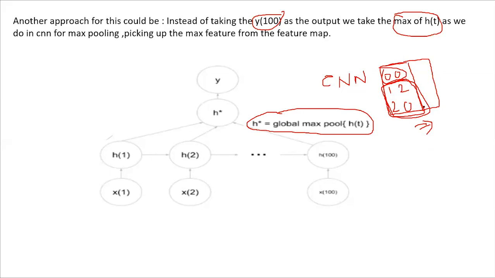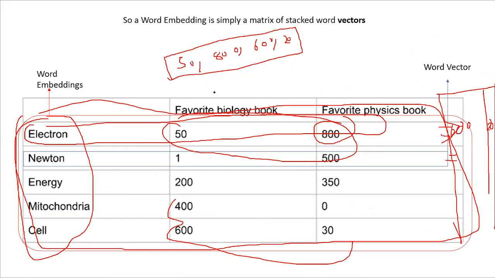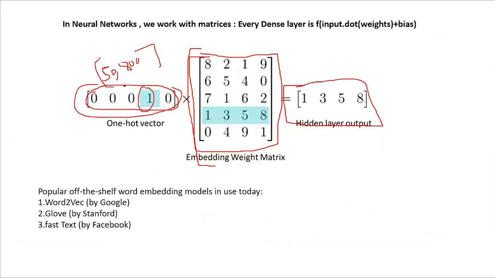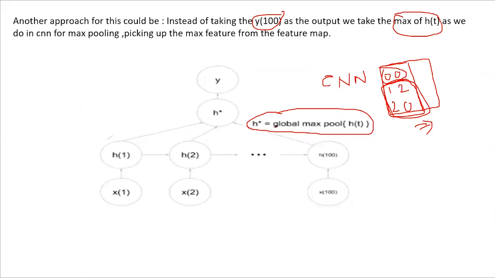Just like that, we can have a max pooling function over here also, which will pick up the max feature from the feature map. When I say max feature, if you remember, we have word embeddings, which tell which word means a lot. Just imagine there is a word called car, and based on that we have got a word embedding of 1358. What if this is the maximum of all? The moment it reaches the maximum of all the outputs, that would be the final result. This is one approach.